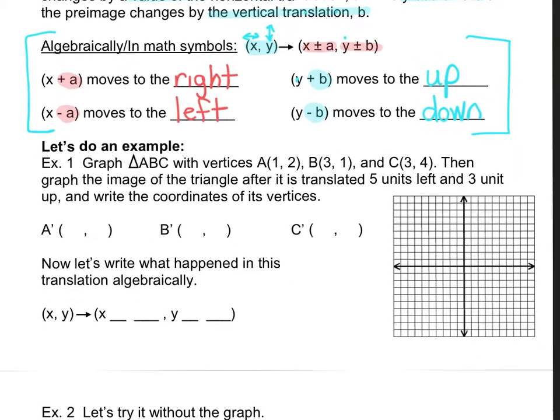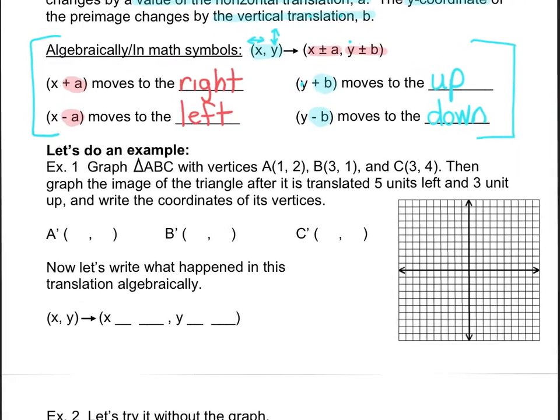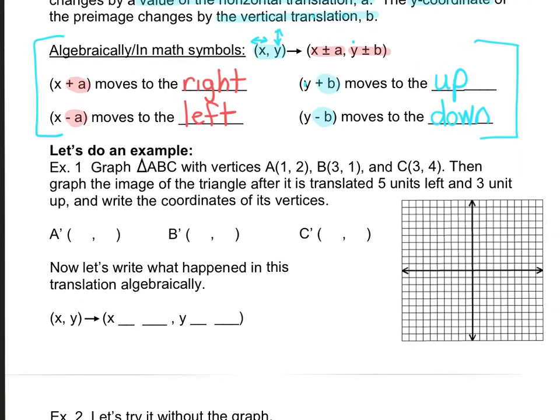All right, so let's look at our first example. Our first example says to graph triangle ABC with the following vertices, and it tells us that A is (1, 2), B is (3, 1), and C is (3, 4). Okay, so you do need to know how to plot points. A is over 1, up 2, that is A, and I'm going to label it as A. B is over 3, up 1.